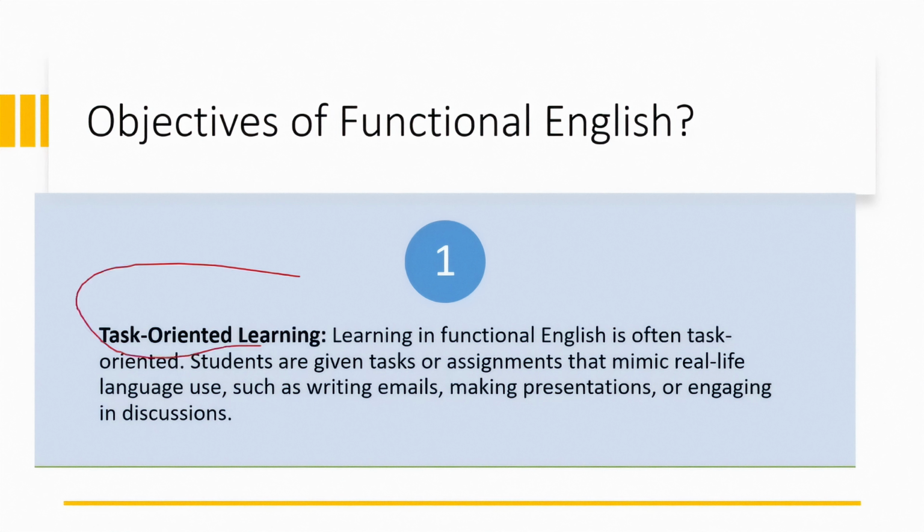Next, task-oriented learning. Learning in functional English is often task-oriented. Students are often assigned tasks that mimic real-life language use, such as writing emails, making presentations, or engaging in discussions. So the students are taught functional English not through cramming or memorizing, but they are assigned tasks where they have to perform, expose themselves to a real situation, and respond to that situation.